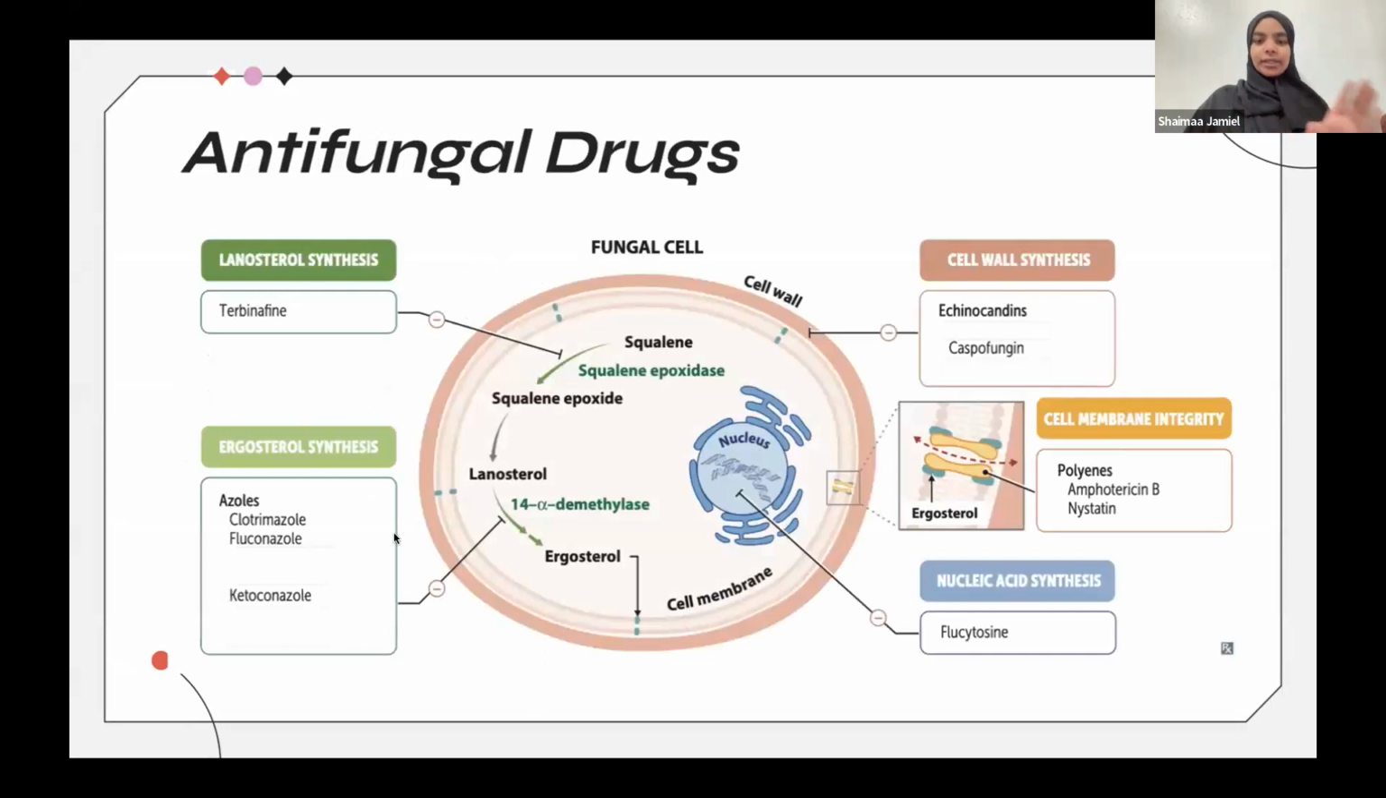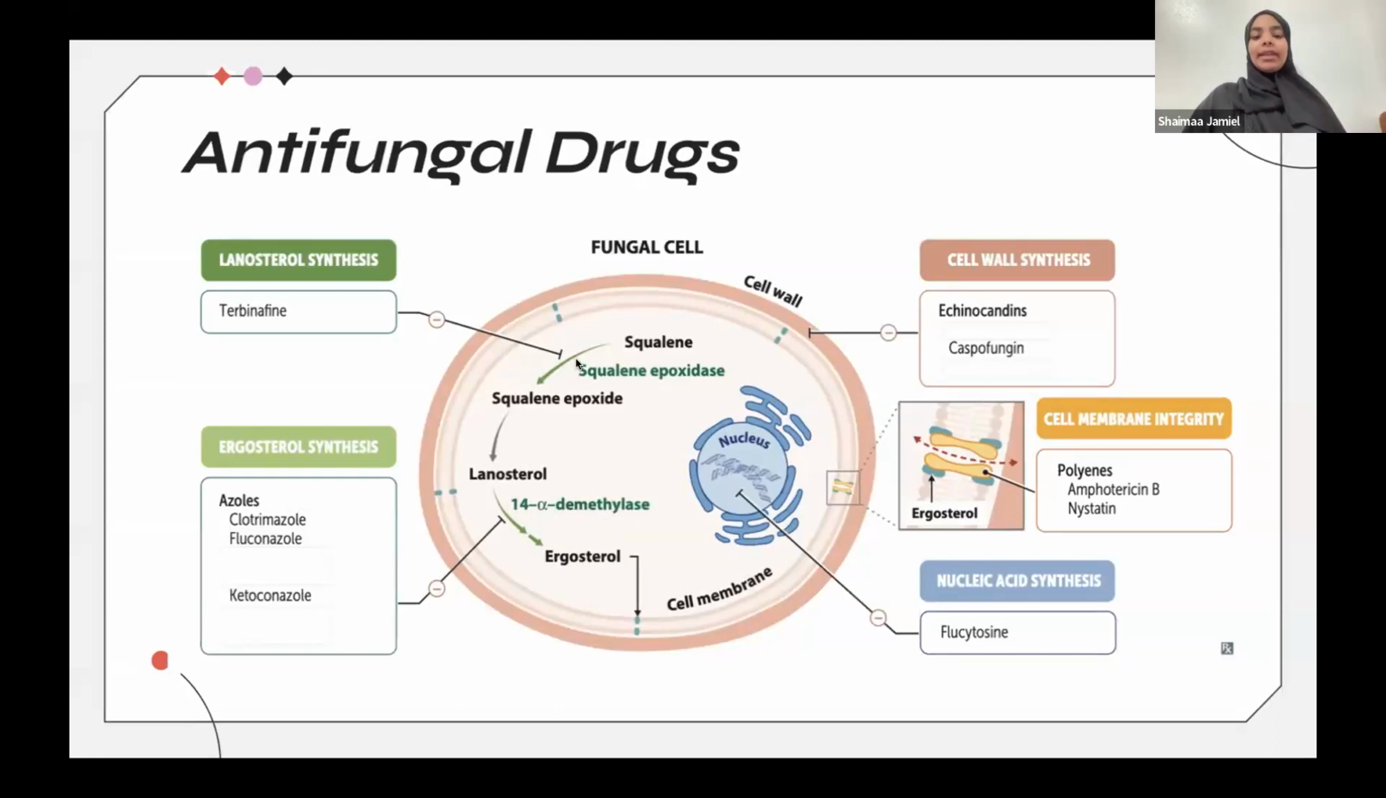So antifungal drugs in general work by ultimately inhibiting ergosterol. We have cholesterol in our cell membranes. Fungi have ergosterol, okay? And this is important for the integrity of the cell membrane. So the antifungals can directly inhibit the formation of ergosterol by inhibiting the enzyme 14-alpha demethylase, and this enzyme is inhibited by the azoles, okay? Which we're going to talk more about later.